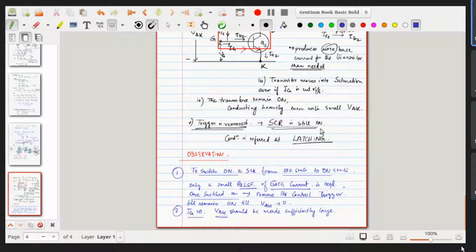So the observation is, to turn on, we can have two methods. Either you don't have any gate current, and you increase the anode to cathode voltage to a sufficiently large value to switch on the device, or you put in a trigger, a small pulse of gate current, which takes the entire device into that latching condition, and you observe that even if you now remove the gate control, you are able to keep the device in that on state. So this is all about the condition for the working of the SCR and its characteristic curve.